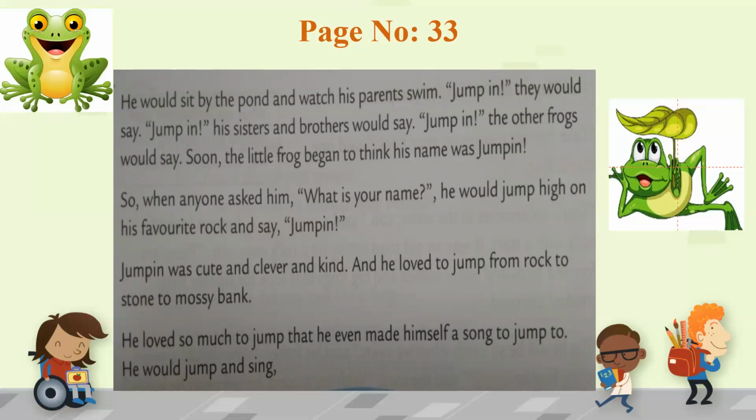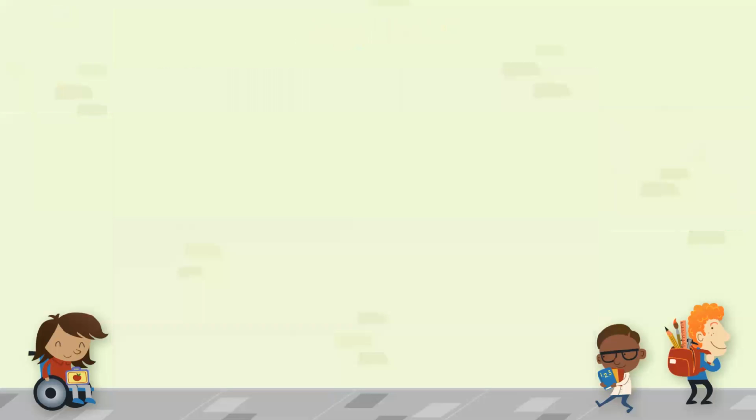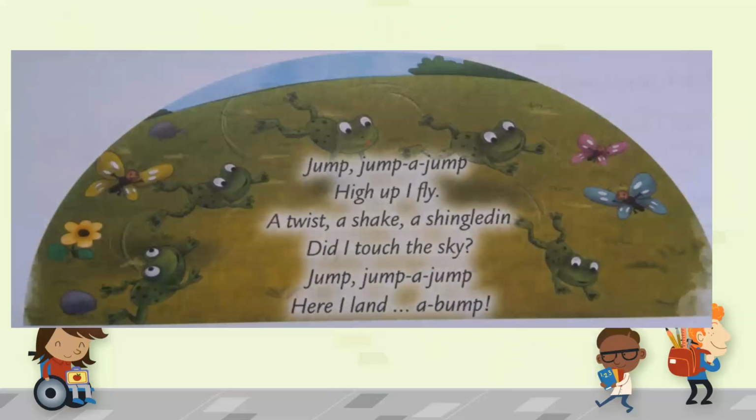He would jump and sing. So instead of swimming in the water, what he loved most was jumping. Each and every time he was found jumping here and there. He loved it so much that he wrote a song also, and whenever he used to jump, he used to sing that song. Let us see what the song is. Yes. So this is the song.